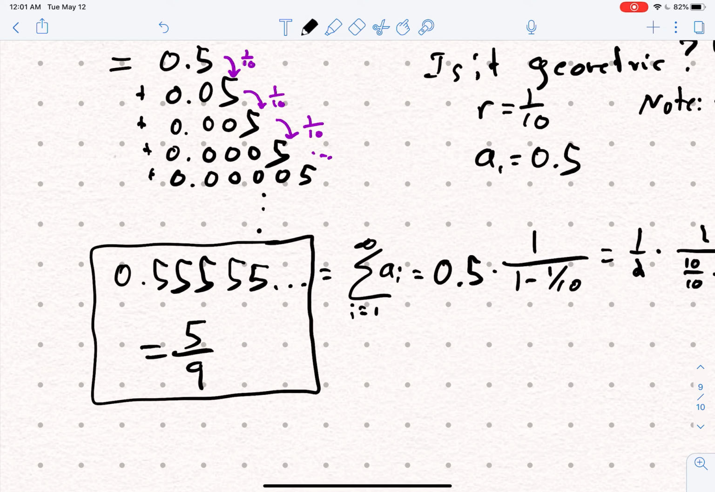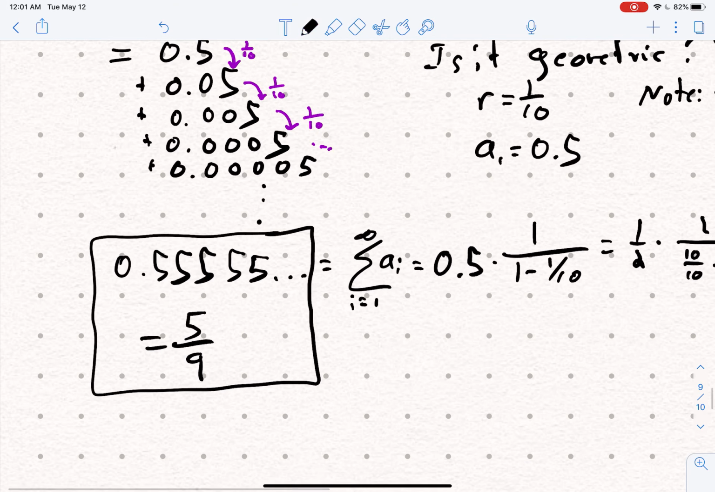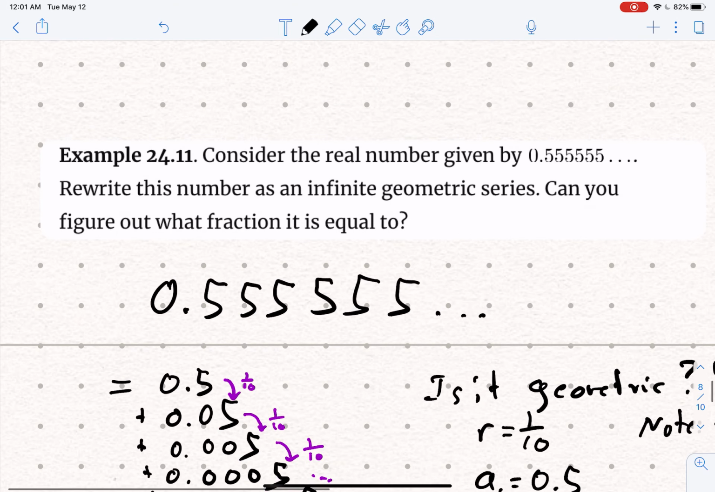Now, that's amazing because using this formula and thinking of this as a geometric series has allowed us to convert from a decimal back into a fraction. Now, you can go the other way. If you take your calculator and go 5 divided by 9, it will tell you this. But going the other way is not so obvious how you would convert this into a decimal. That's it. That's the end of this problem. Can you figure out what fraction it is equal to?